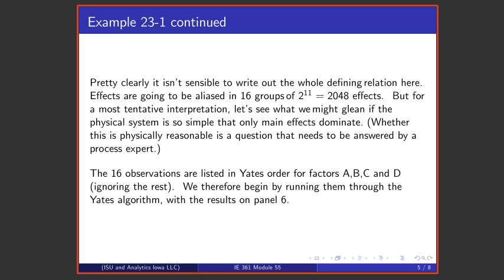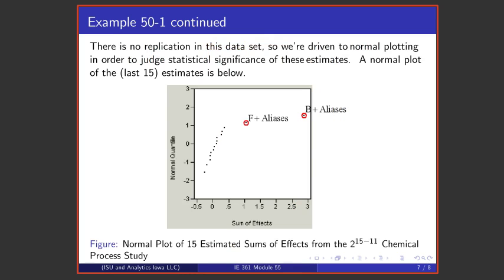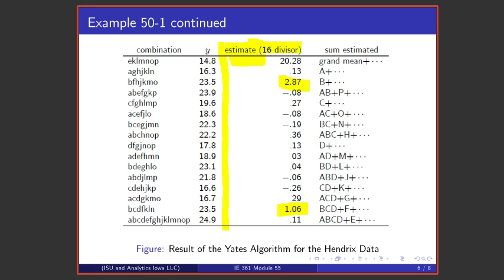The 16 observations, as I say, are listed in Yates order. Here again, if we run through 4 cycles, we do division by 16, which is 2 to the 4th, which is 2 to the 15 minus 11. Here are the estimates of sums of effects that come from that Yates algorithm. Now, by far the biggest things in this list are those 2 numbers. We don't have any replication, so the best we can do is to do normal plotting of the last 15 of those, and here is what we get from normal plotting. There are the 2 largest values in that list of estimates.